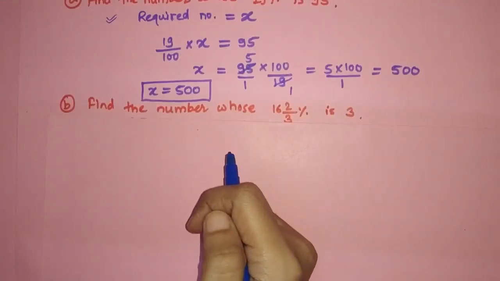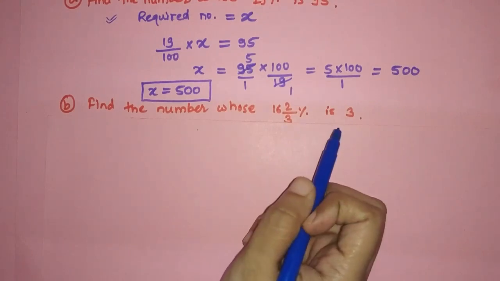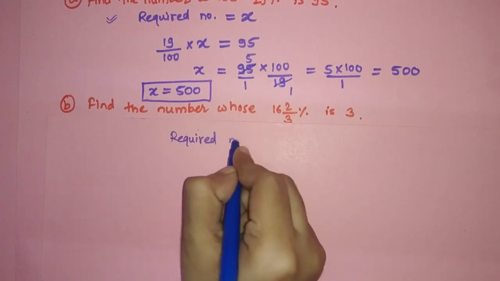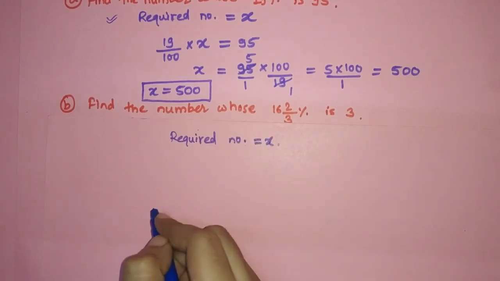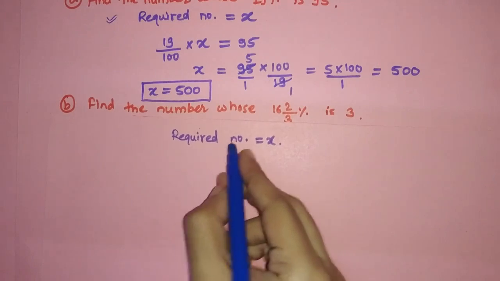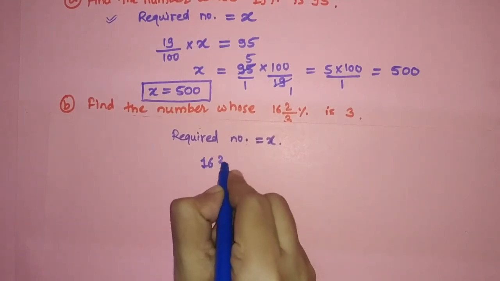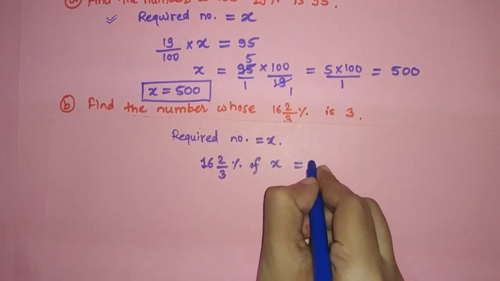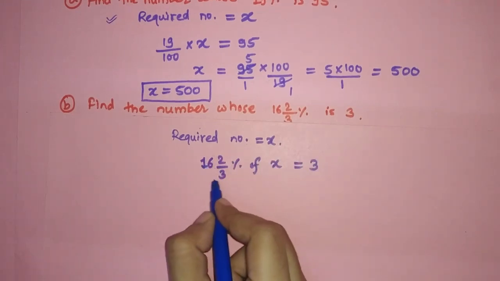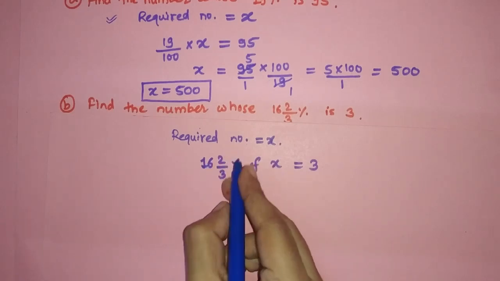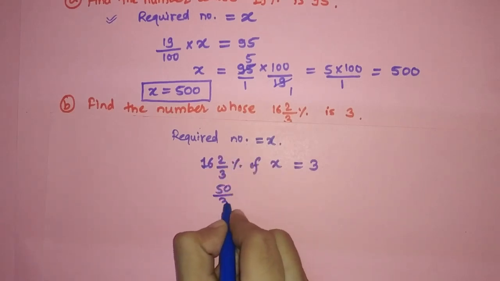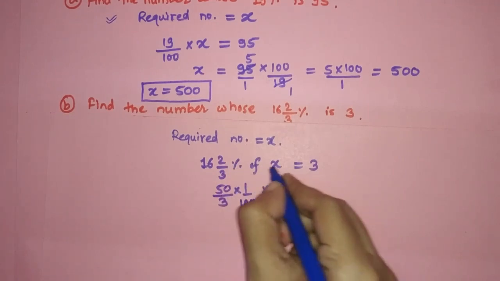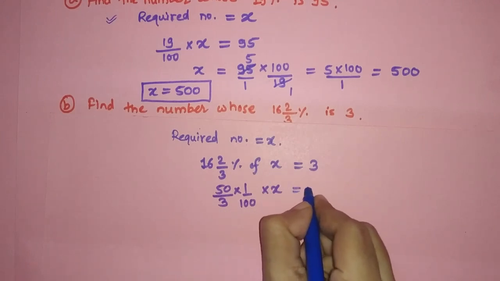So now friends, we need to find the number whose 16 by 3% is 3. We don't know that number, so we'll consider the required number as x. So now 16 by 3% of this x is 3. We'll first convert it into an improper fraction. 16 3s are 48 plus 2, 50 by 3. And percent means 1 upon 100, so you take that into x. The operator of is multiplication, is equal to 3.